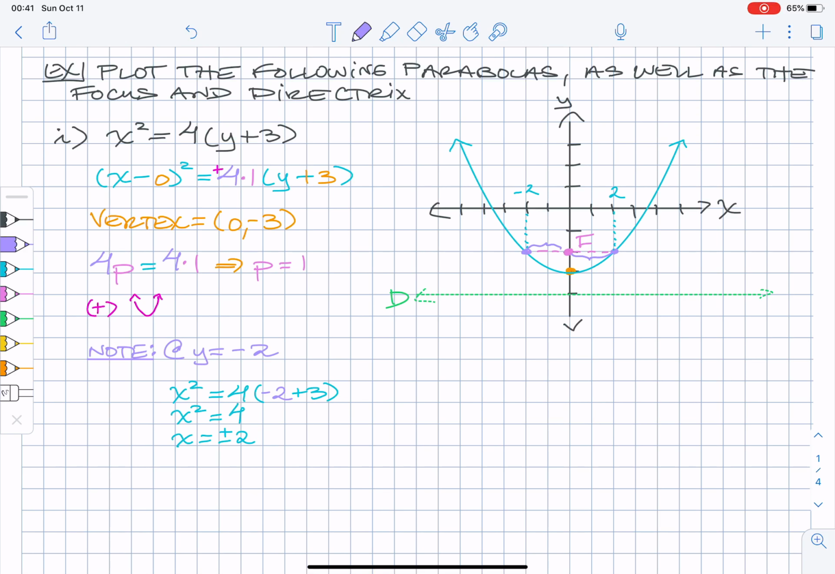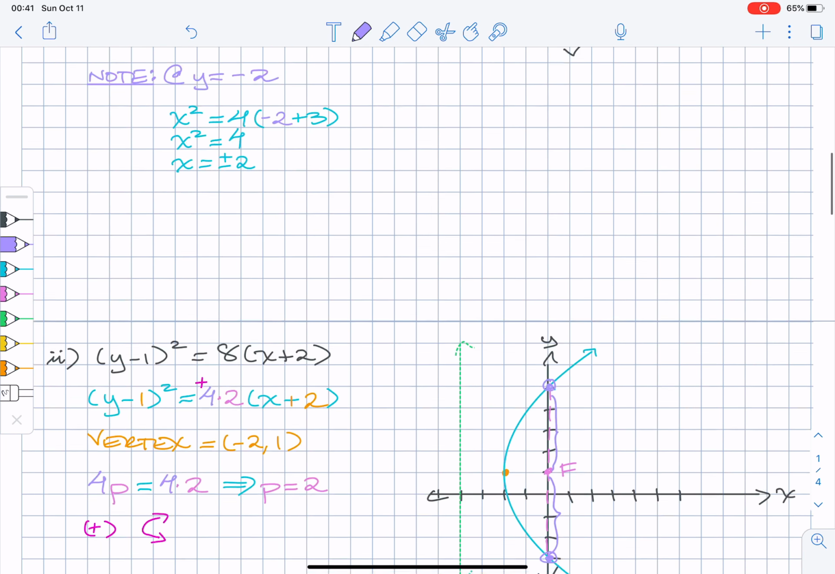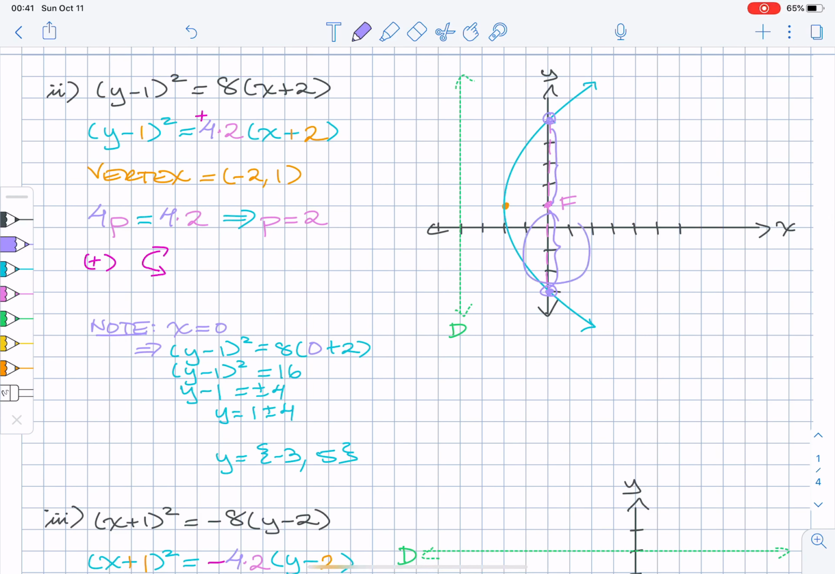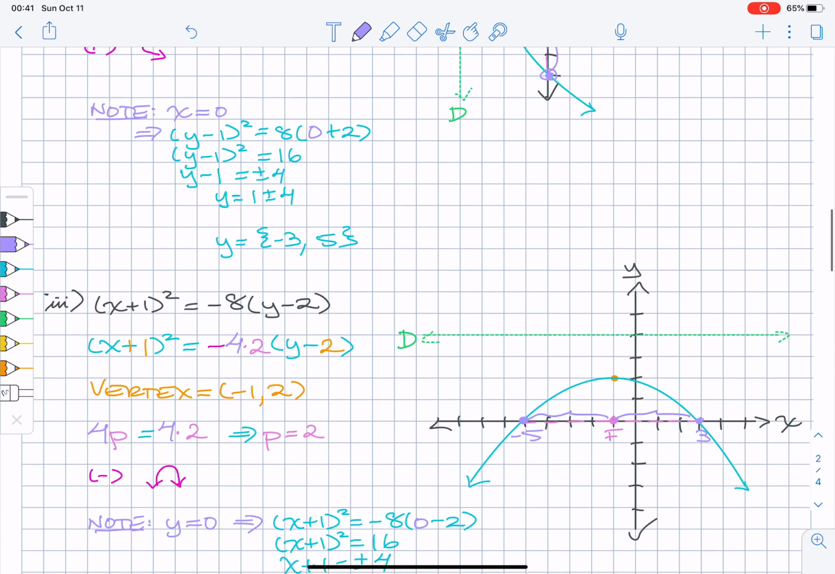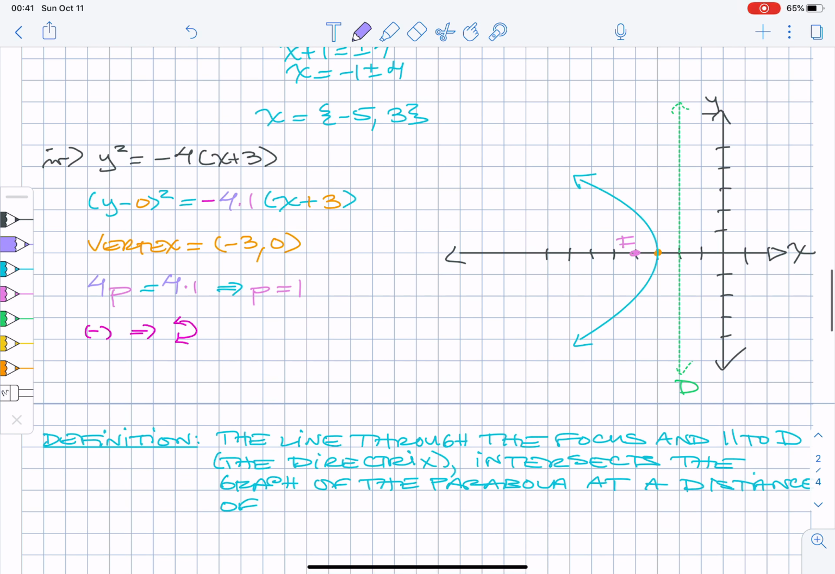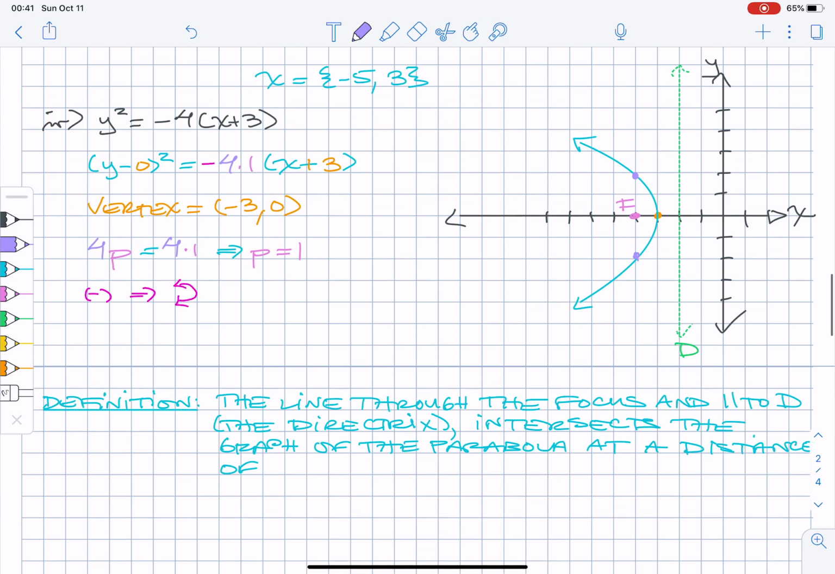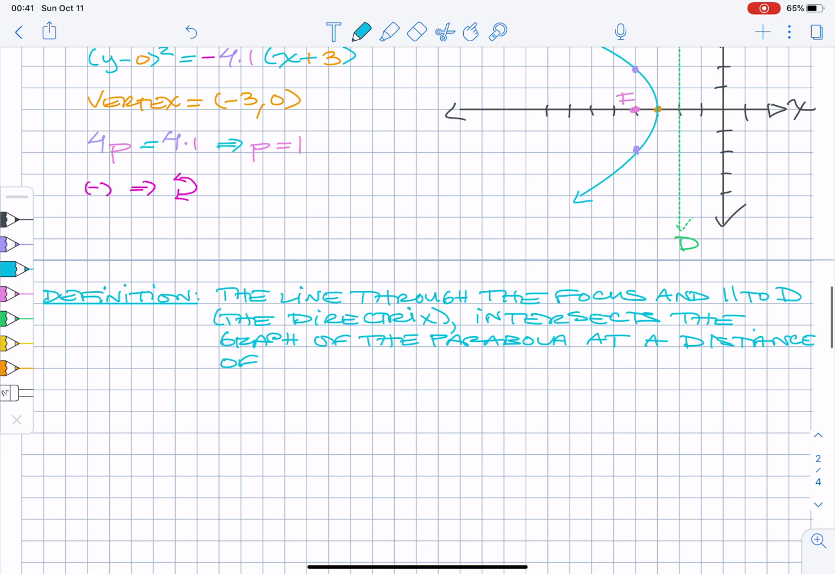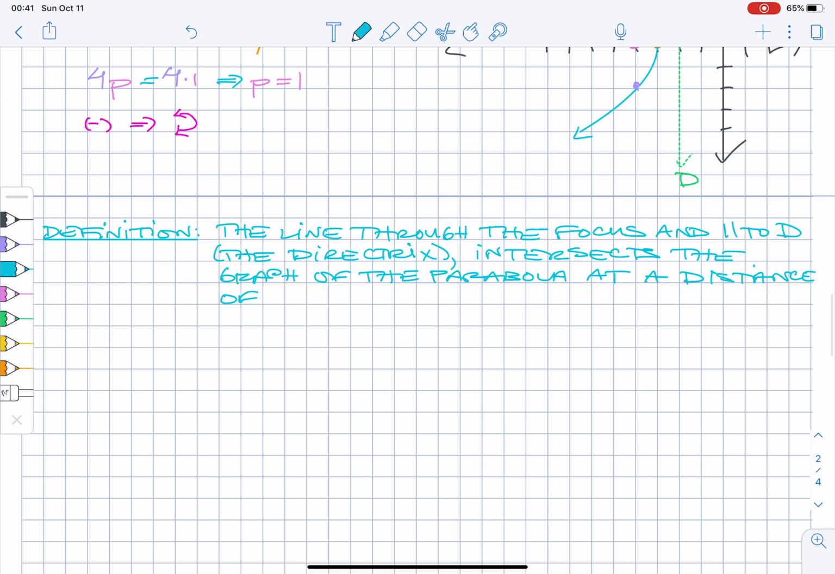Well, the distance for this first guy was 2 and p was 1. The second distance here was 4 and p was 2. Once again, the distance here is 4 and p was 2. And I claim that the distance here is going to be 2 because p is 1. That is, what I'm saying is that it's going to intersect the parabola at a distance of twice p from the focus.